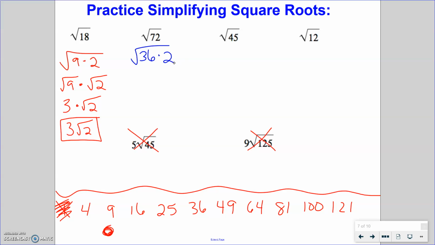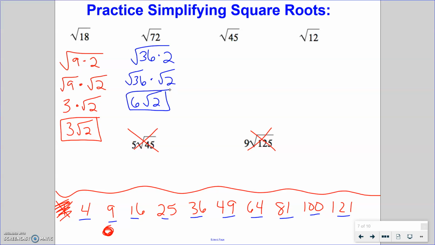Okay, I'm going to show you what if you stopped at 9. I'm going to show you how that works in just a second. But really your goal, and the easiest route, is to find the largest of all these numbers that it divides by nicely, okay? So this turns into square root of 36 times square root of 2. The square root of 36 is just 6, so my answer is 6 root 2.